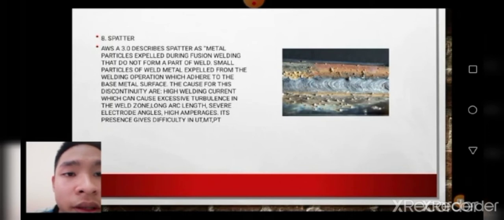The causes of this discontinuity are high welding current, which can cause excessive turbulence in the weld zone, long arc length, high amperes, and difficulty in testing, such as UT, MT, PT.